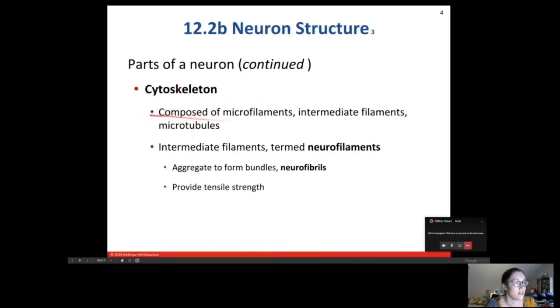The cytoskeleton here is going to be made up of those little tiny protein elements. So the microfilaments are the smallest ones, the intermediate filaments are the medium ones, and the microtubules are largest, just like all of our normal cells. But specifically in our nerve cells, those intermediate filaments are termed neurofilaments, and they're going to bind together to form these bundles called neurofibrils, and that gives some strength to the cell.